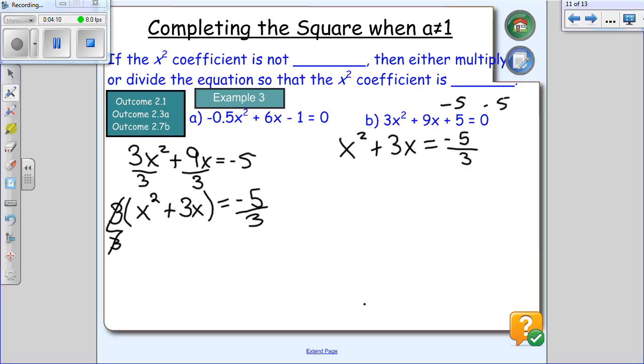We've set up our equation so that we can complete the square now. Up until this point, we couldn't complete the square. So in order to complete the square, you need everything that doesn't have an x to the right-hand side, and you need the a to be 1.